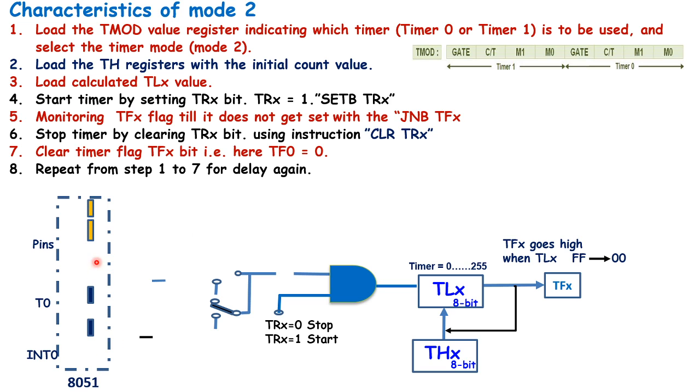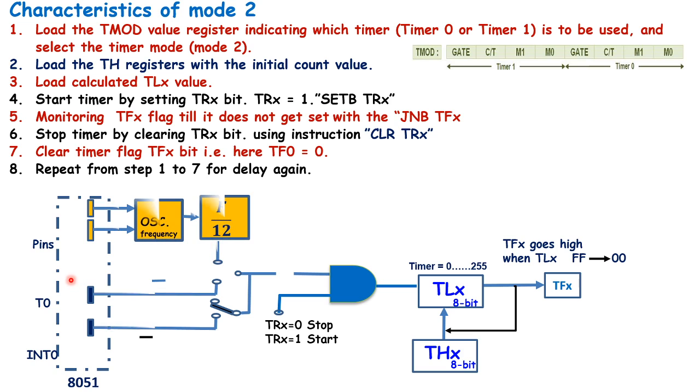Pictorially how it is represented. As we know, this is external, means GATE pin is equal to 0, then the clock is taken internally. When this GATE is 1, then the clock is taken from INT0 or T0. Now let us see, when C/T bar is equal to 0, this is a timer, and when C/T bar is equal to 1, that is a counter. At that time, the clock is taken from T0.